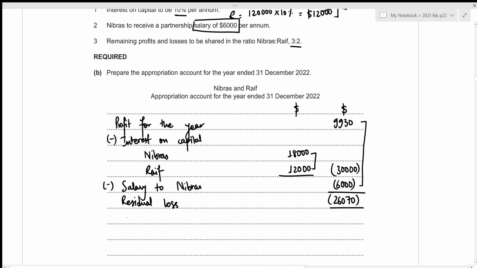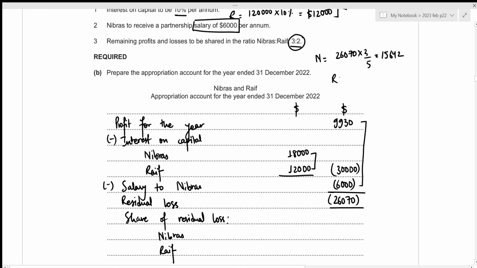Now we need to figure out the share of residual loss for each partner. So that's for Nibras as well as Raif. And we're given the profit sharing ratio to be 3:2. So we have the amount of 26,070. For Nibras, it's going to be 3 out of the total of 5 parts. So that's times 3 by 5, which results in the amount of 15,642.